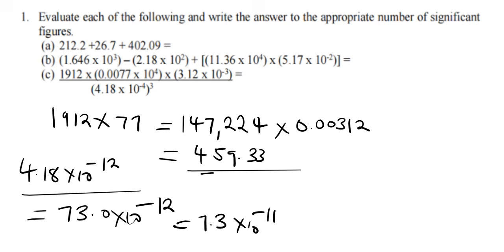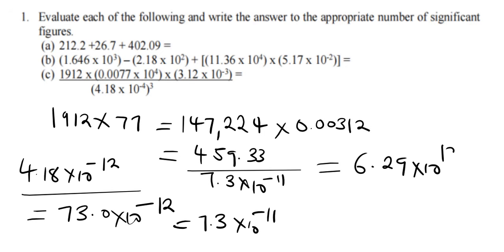Okay, so basically this is what I have. I'm now going to divide it into the number that we just found, 10 to the power negative 11. So now I've got 459.33 divided by 7.3 times 10 to the power negative 11. I'm getting 6.29 times 10 to the power 12. Okay, so this is what we have.